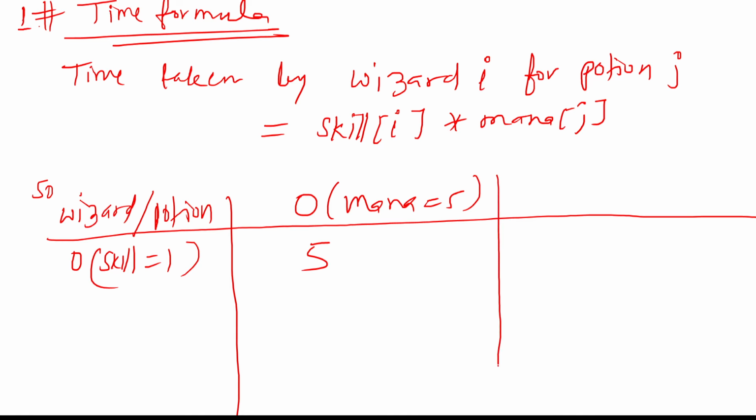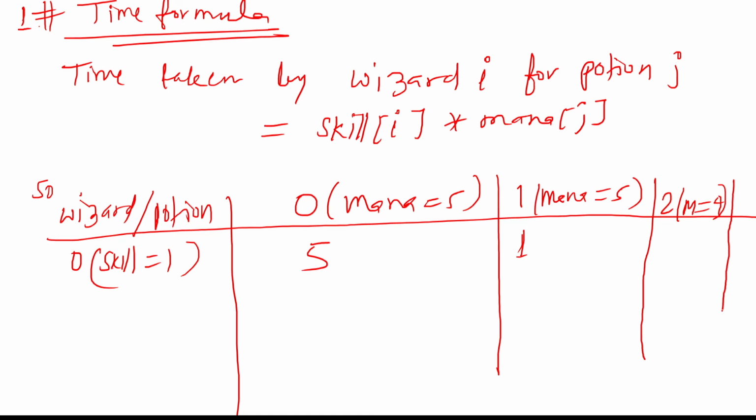Let's talk about when we have wizard 1, right? Mana is 5, but skill is 1. So 1 into 1 is nothing but what? We'll get 1. When we take 2, mana is 4, right? Similarly, now let me clean some of them. I have to rewrite again.